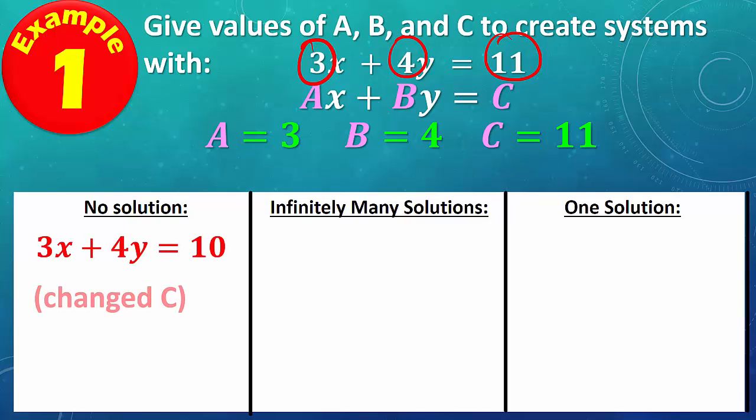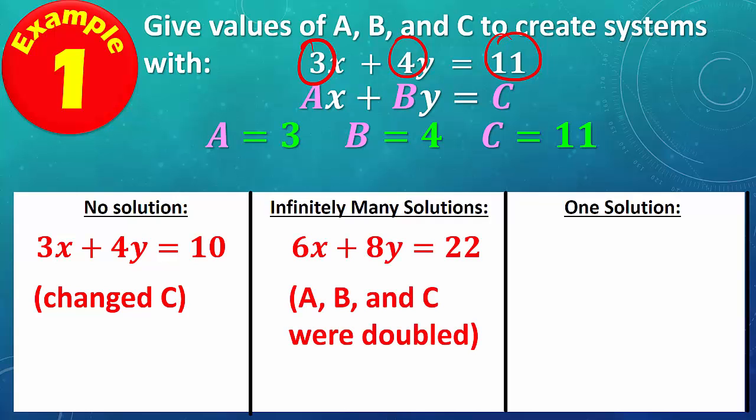For no solution, we're just going to change the c. So I changed the 11 into a 10. Everything else stayed the same. For infinitely many solutions, I doubled A, B, and C. If I wanted to, I could have tripled it. I could have said I'm going to multiply all of this by 3, so I would have had 9x plus 12y equals 33. That would also give me infinitely many solutions. So there's a lot of different things you could do here.